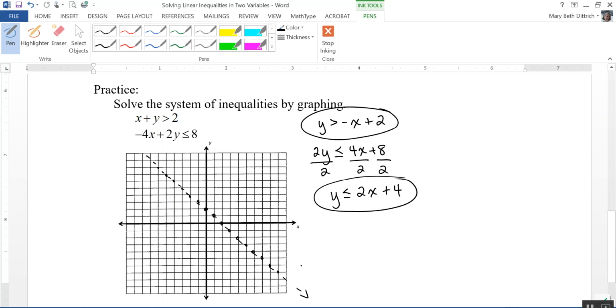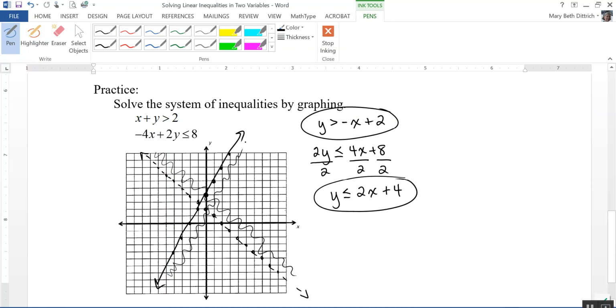Okay. And this is greater than, so my shading is going to be above the line, and I'm going to do that very lightly. My second line has a y-intercept of +4 and a slope of +2, so up 2 and right 1, or down 2 and left 1. And this is a less than or equal to, so it's going to be a solid line. And since it's a less than, I'll be shading on this side of the line.